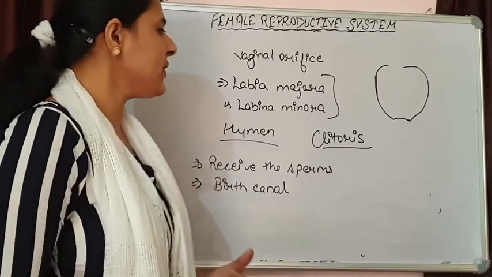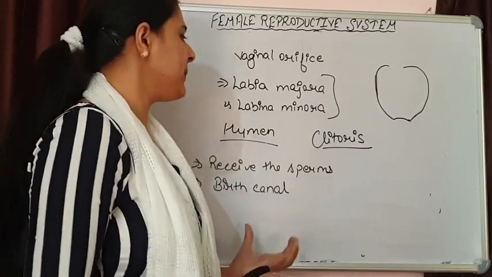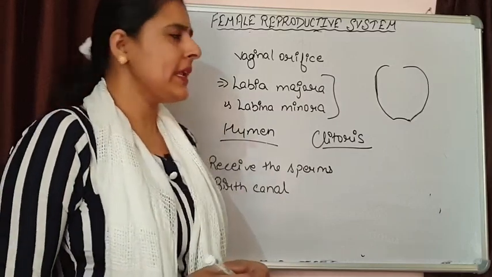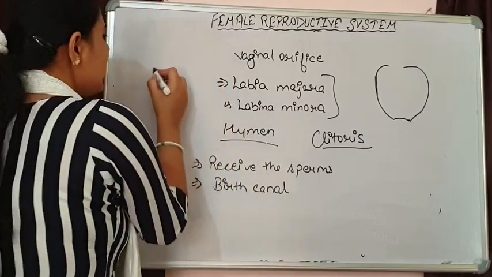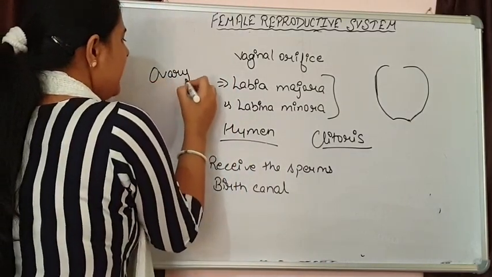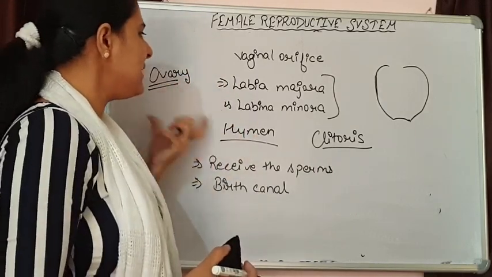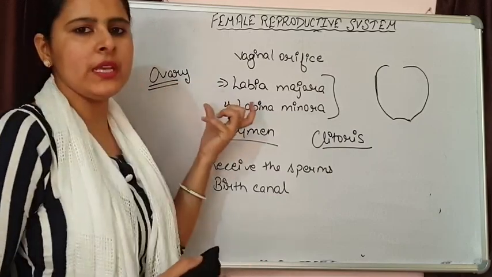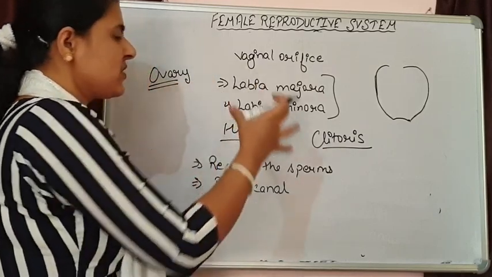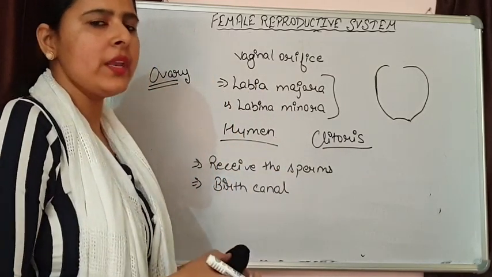So these are some of the important structures of the female reproductive system. In our next video, we are going to discuss the detailed structure of the ovary. What is the structure of the ovary, what different functions the ovary performs, and what types of structures are present inside the ovary.